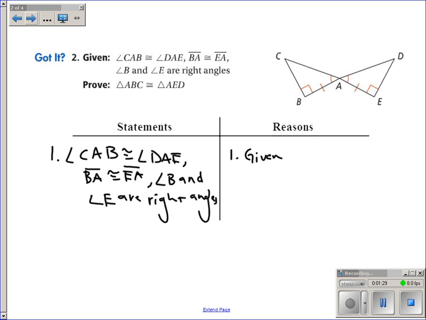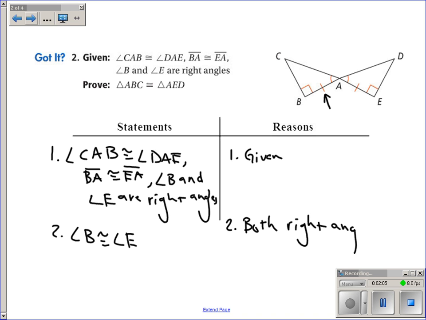Now looking at this picture, are we going to use angle side angle or angle angle side? The answer is angle side angle because the side is in between the two angles. Now we have almost everything we need. The only thing we're missing is that B and E are congruent to each other. So angle B is congruent to angle E. And the reason for that is that they're both right angles. And so they're congruent.